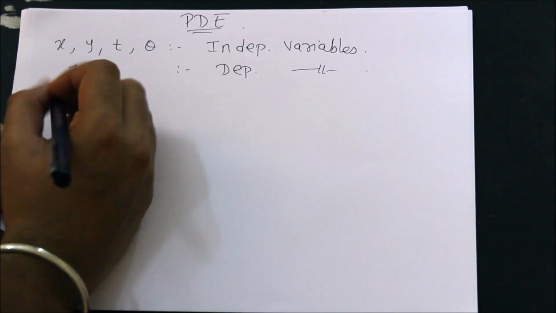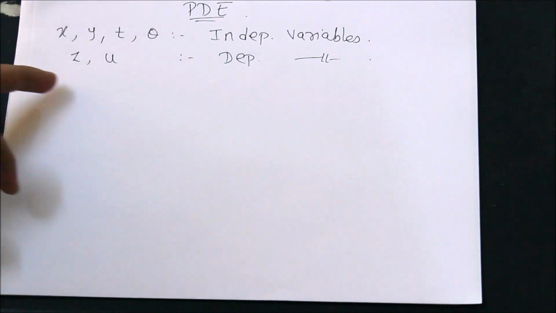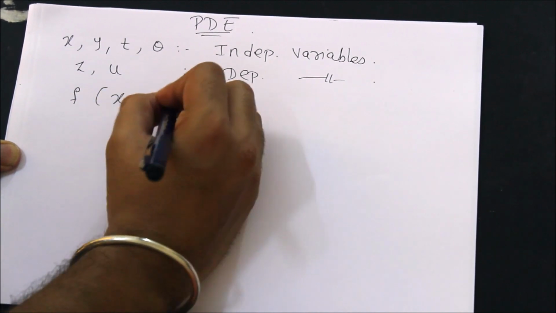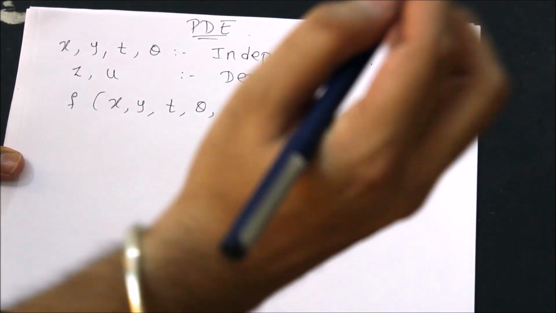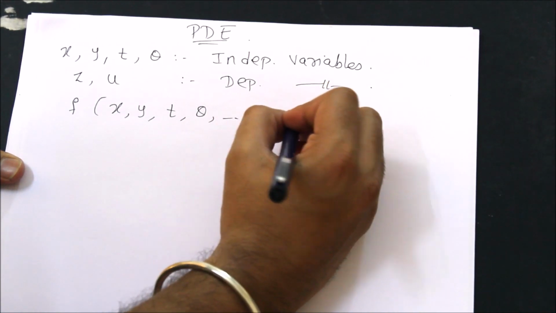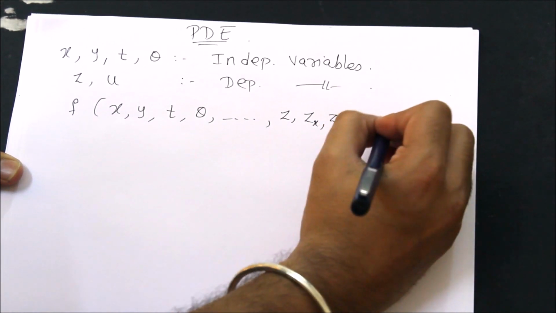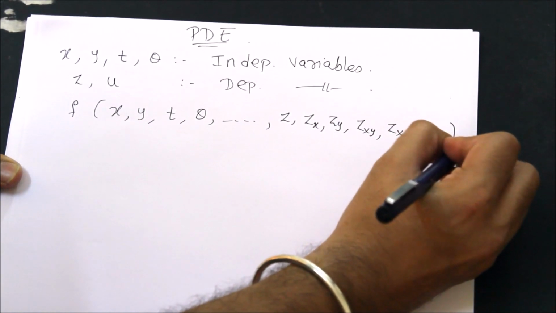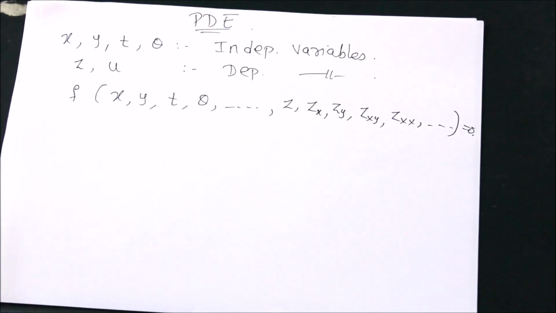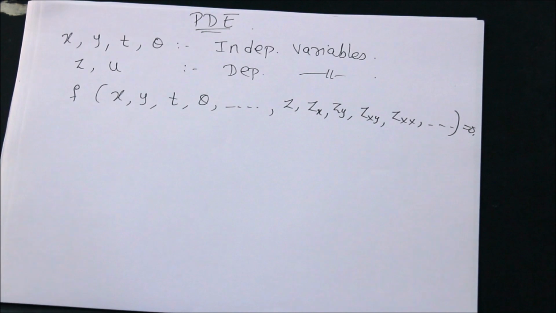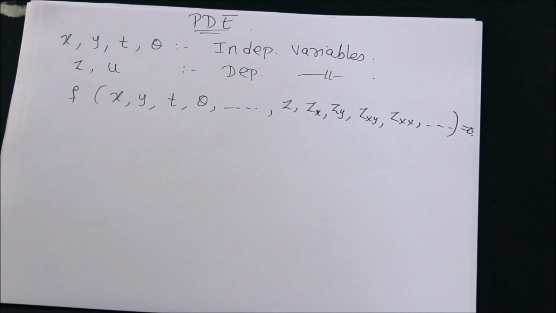So what is a PDE? You have an equation involving independent variables and dependent variables. That means you have a function that involves x, y, t, theta, and then say z, z with respect to x, z with respect to y, z with respect to xy, and so on. This is also called a partial differential equation because it's an equation equal to 0 involving a function of the dependent variable and its partial derivatives.